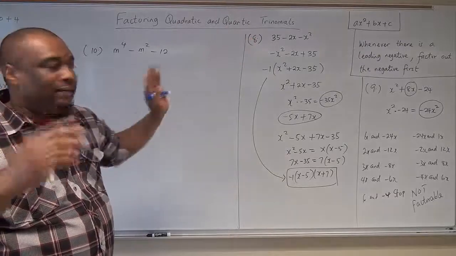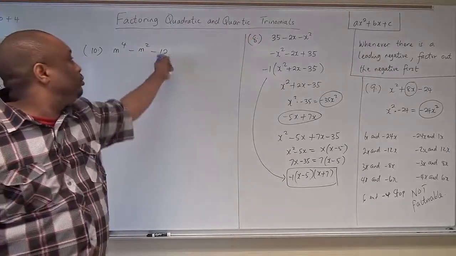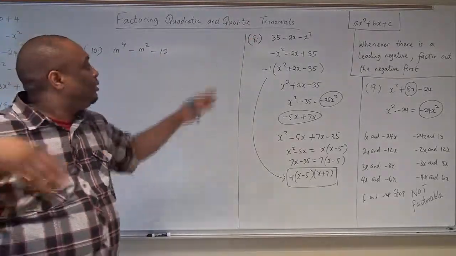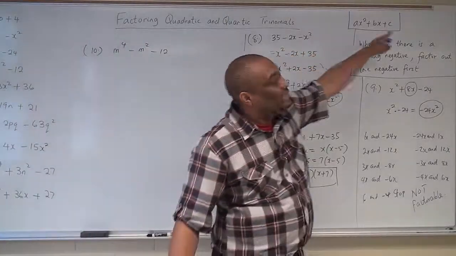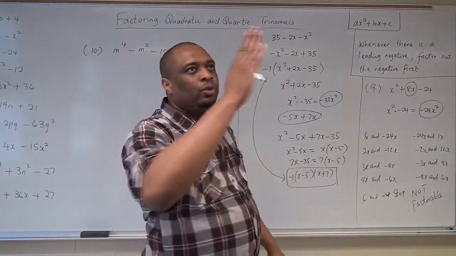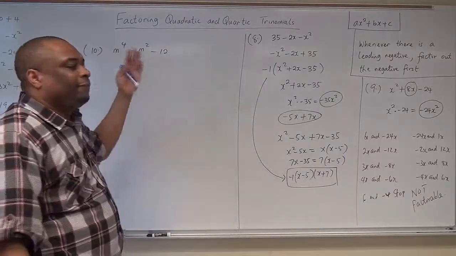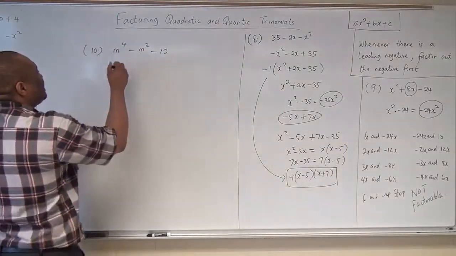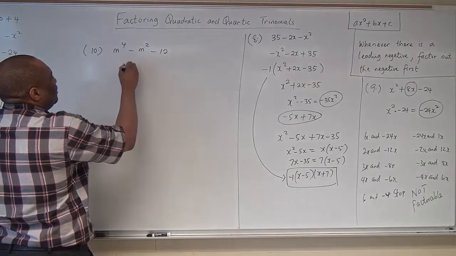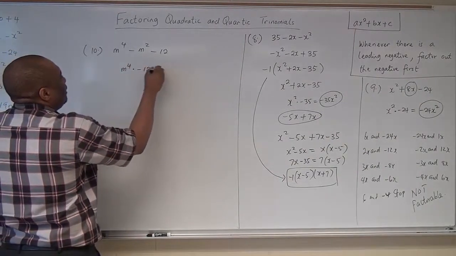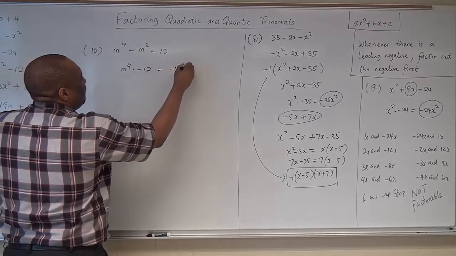It is in order 4, 2, 0. Just like you have 2, 1, 0, you can have 4, 2, 0. Okay? So we have to follow the steps. You multiply the first and third terms, m4 times negative 12, that is negative 12 m4.